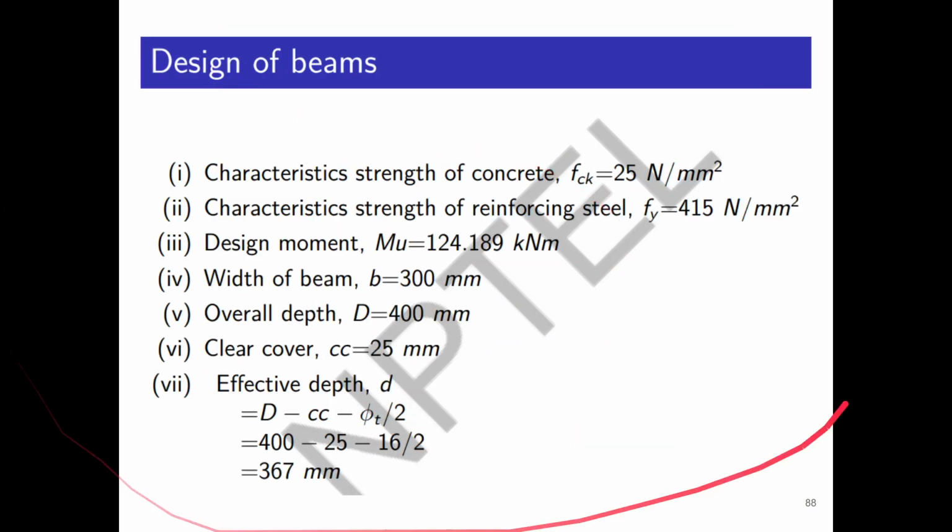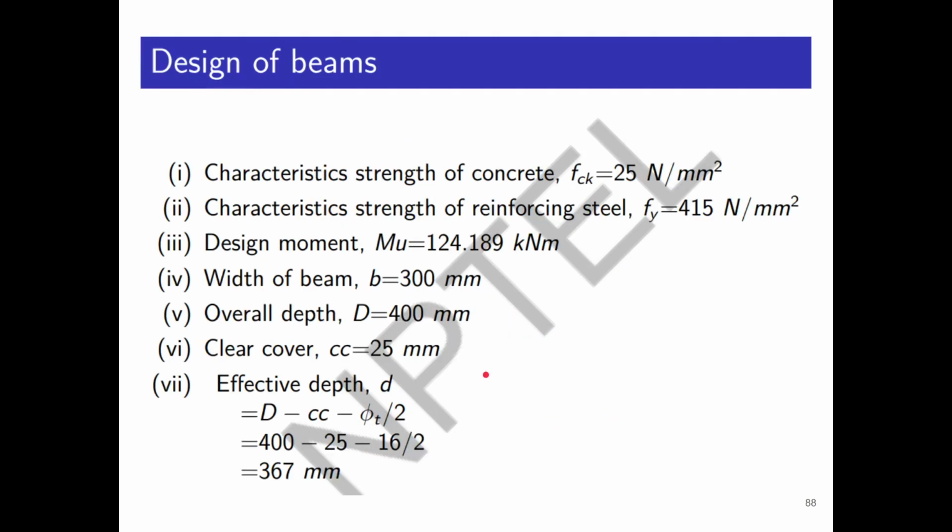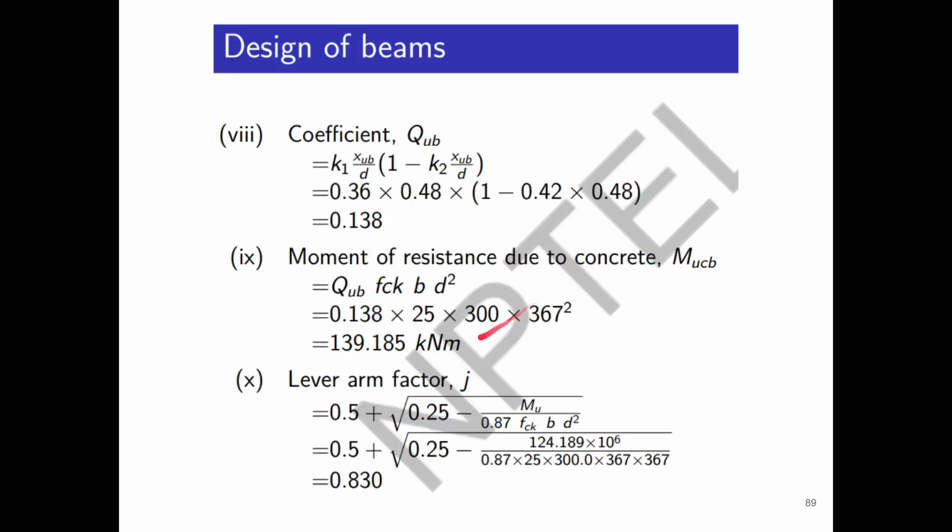Taking this dimension, let us see. The coefficient Qub is 0.36 into xu by d, into 1 minus 0.42 xu by d. This we have already designed in beams. Putting these values, they have taken the limiting condition, that is why 0.48. So the Qub coefficient comes to be 0.138. Using that we can calculate the moment of resistance, which was 0.138 fck bd square. Putting the values, we get the moment of resistance to be 139.185 kilonewton meter, which is more than 124. So that means this is sufficient.